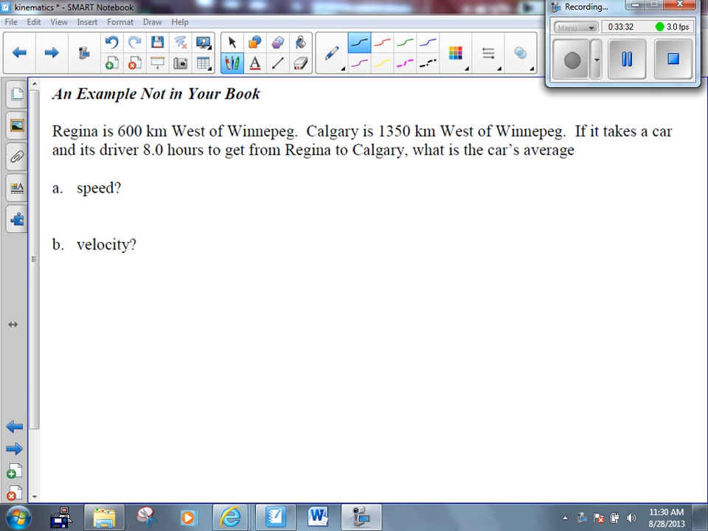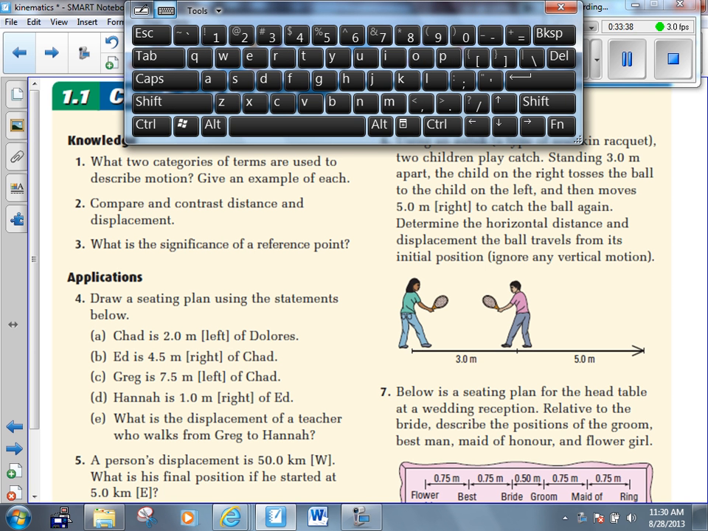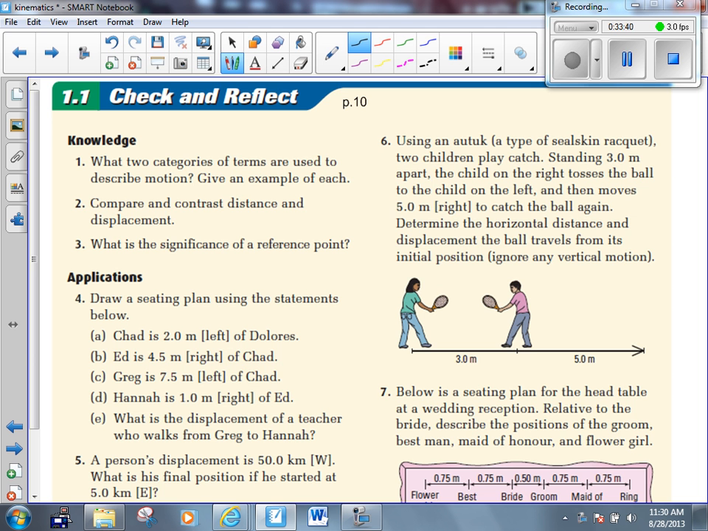That's it for today. Your homework for tonight, or your scheduled help work for tonight, are these questions that you see on page 10 of our book here.